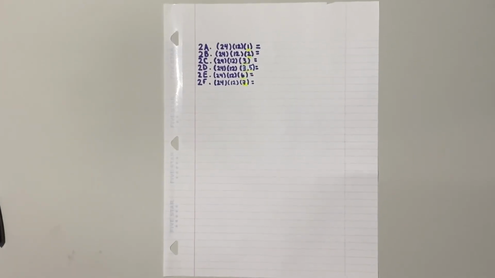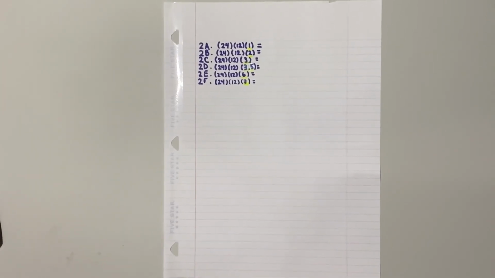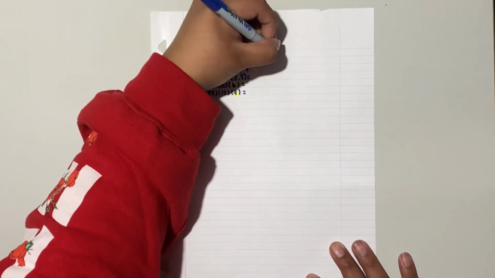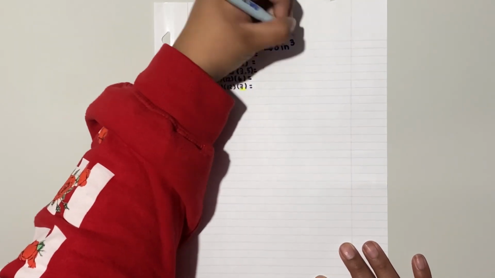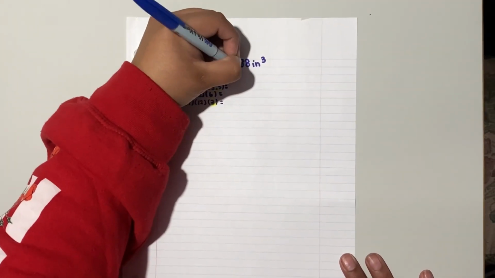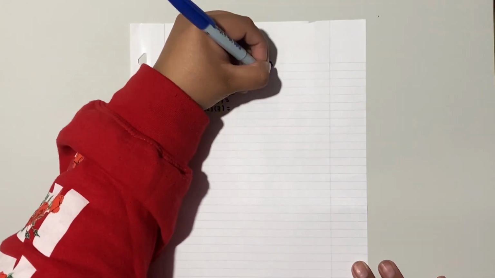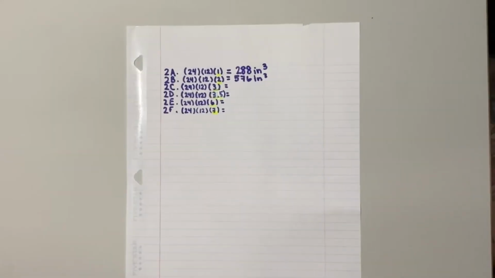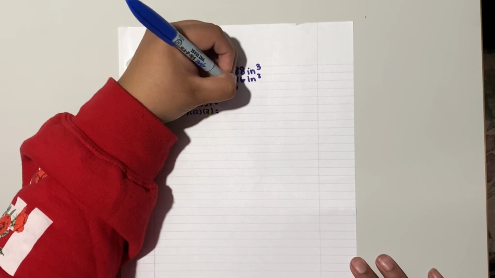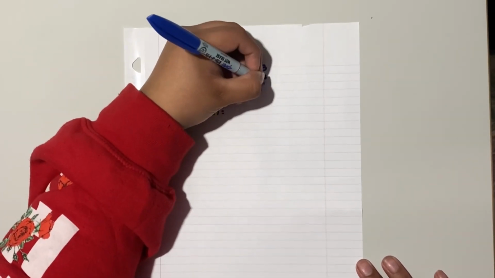Okay, for part 2, we must find the volume of these expressions where x is given a different number. Our first equation is going to be 24 times 12 times 1. That gives us 288. And since it's the volume, we're going to do inches cubed. All right, next we're going to do 24 times 12 times 2, which gives us 576 inches cubed. Then 24 times 12 times 3, which gives us 864. So 864 inches cubed.